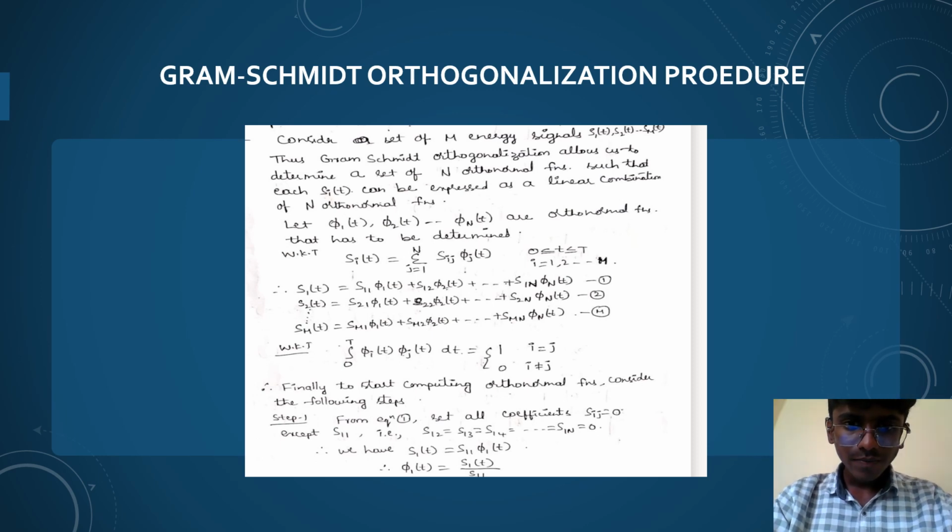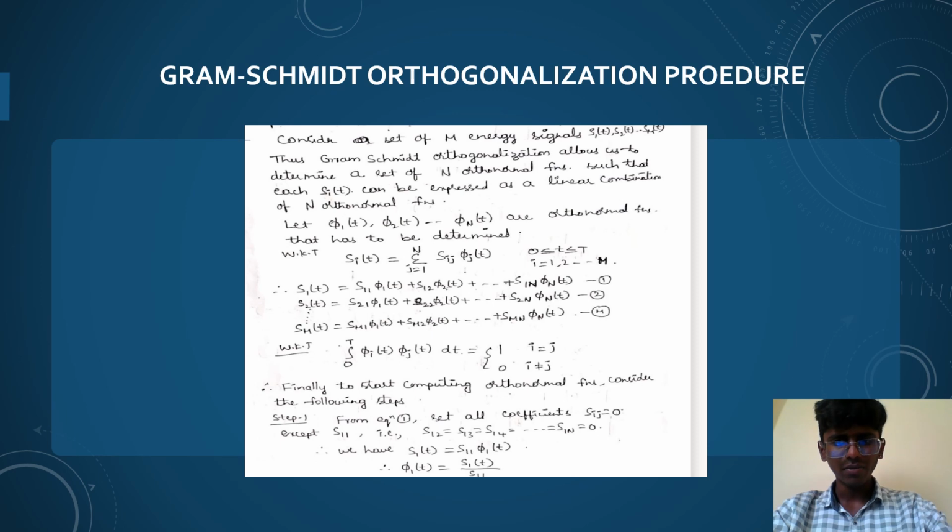Consider a set of m energy signals s1(t), s2(t), and so on up to sm(t), as we are considering m energy signals. Thus, Gram-Schmidt orthogonalization allows us to determine a set of n orthogonal functions such that each si(t) can be expressed as a linear combination of n orthogonal functions.